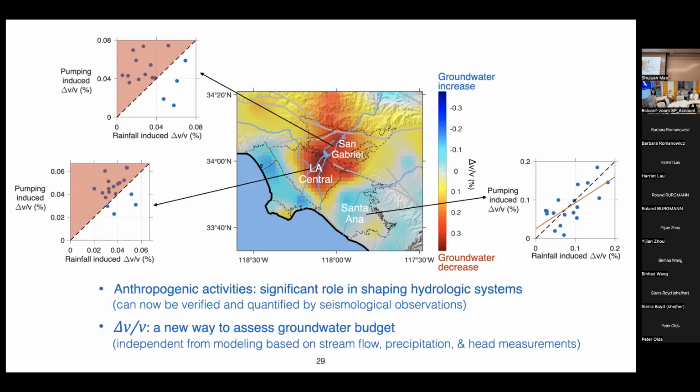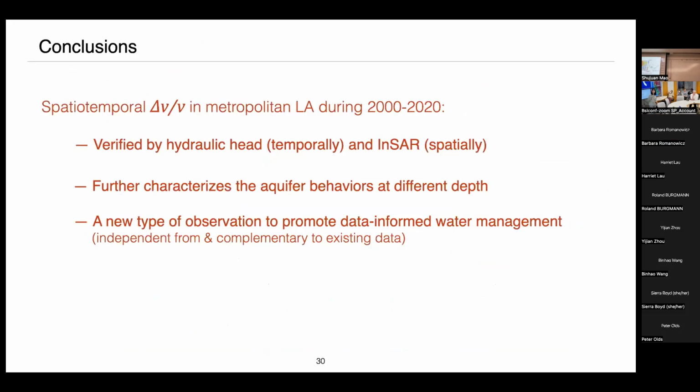Okay, so to conclude this LA case study, we measured the spatial temporal variations of delta V over V in metropolitan LA from 2000 to 2020. And the temporal changes of delta V over V were verified by the hydraulic head measurements, and the spatial patterns of seasonal signals were verified by InSAR images.